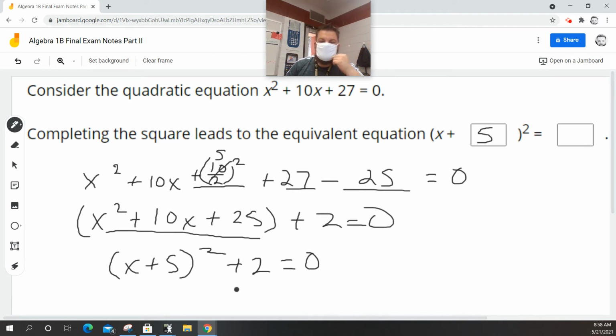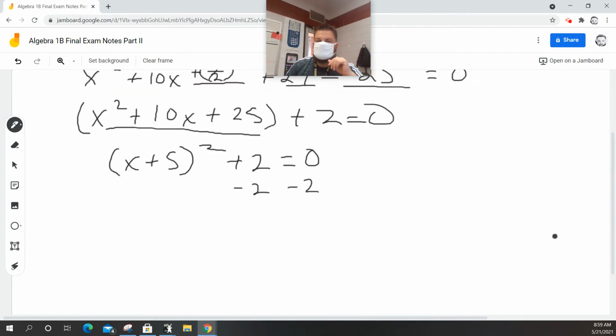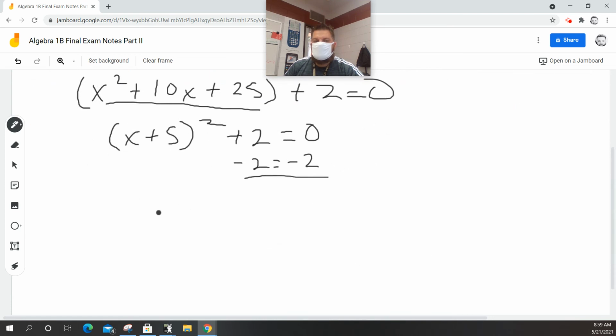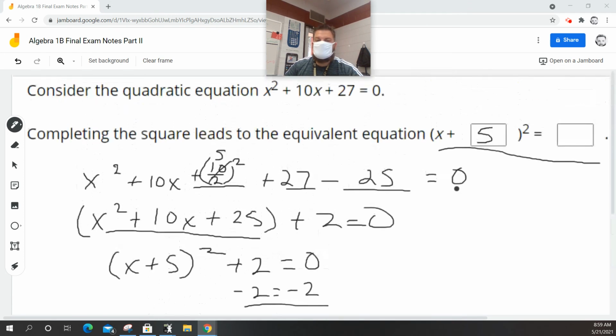Well, now I'm just simply going to subtract 2 from both sides. And I'm doing that because that's the way the answer is set up. If I subtract 2 from both sides, then I get the quantity x plus 5 squared is equal to negative 2. Let me double check the solution. Yep, that's the right answer. So then this becomes negative 2.